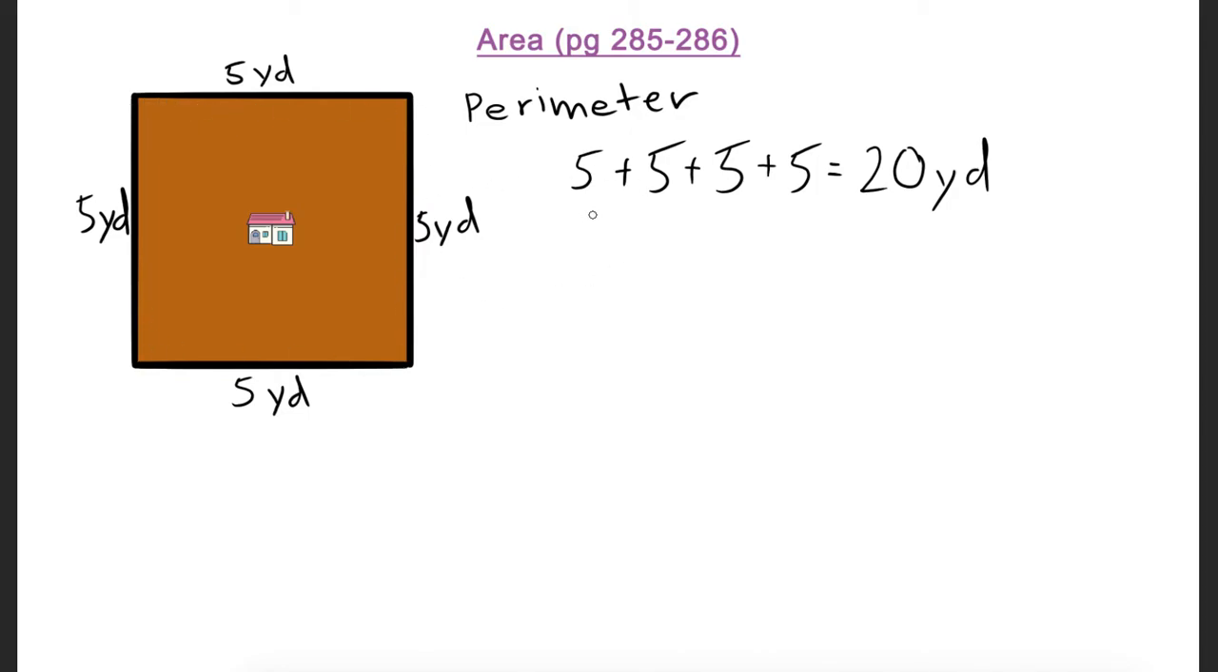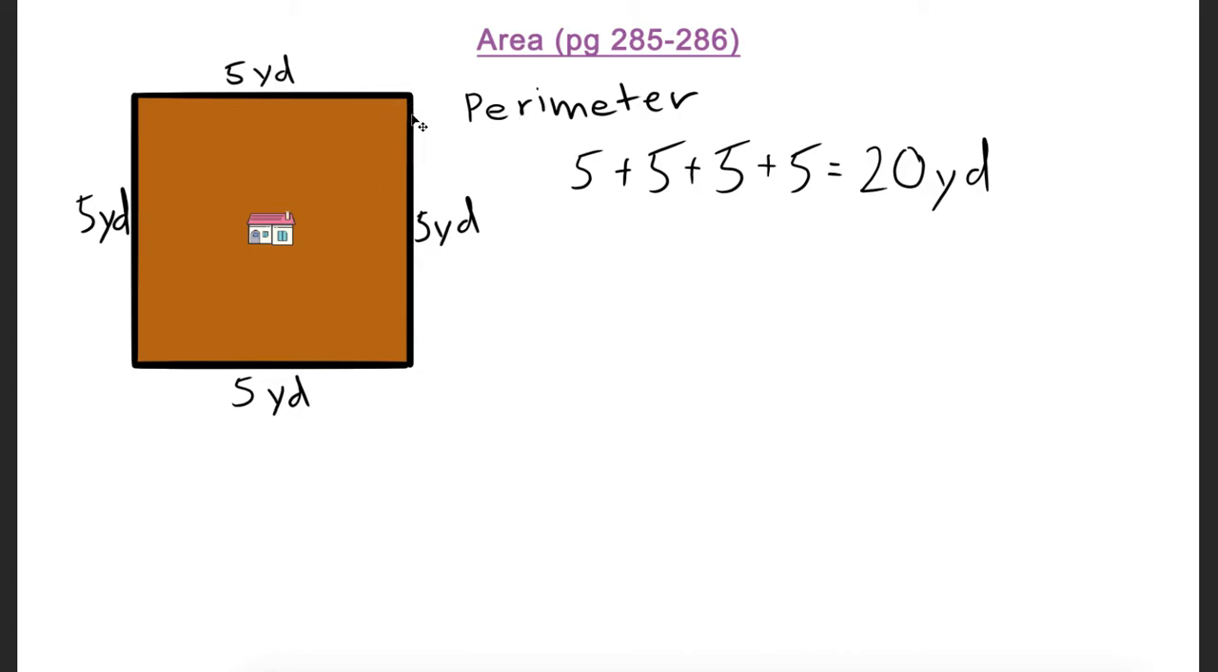But I have a question for you guys. What if I want to figure out how much grass I would need to buy in order to fill this inside part here with grass, okay? So let's pretend I want to see this brown part here. If I want to cover it all in grass, how much grass do I need to buy? Would perimeter help me with this?